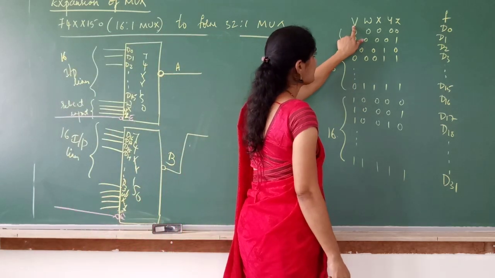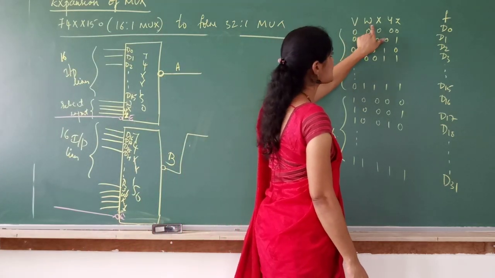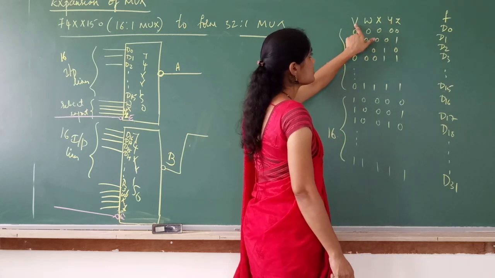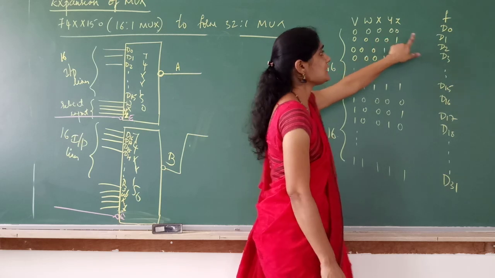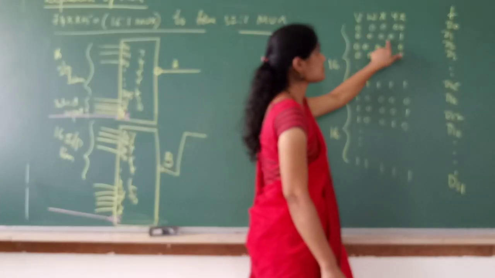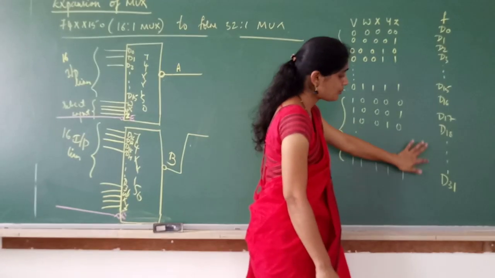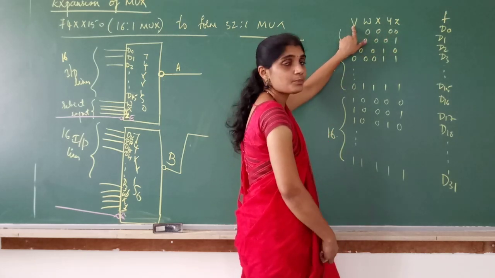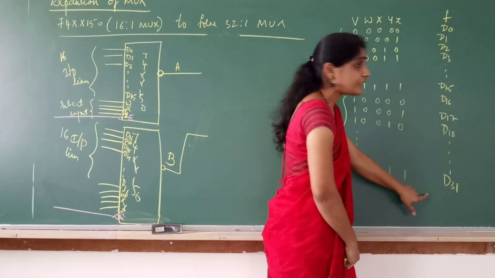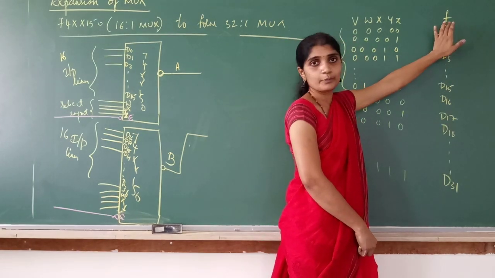32:1 mux. 5 select inputs V, W, X, Y, Z. So, if the select input is 0, 0, 0, 0, 0, D0. 0, 0, 0, 0, 1, D1. These are the input lines. These are the select inputs. Depending on the select inputs, 1 out of 32 inputs will be transferred to the output, right?